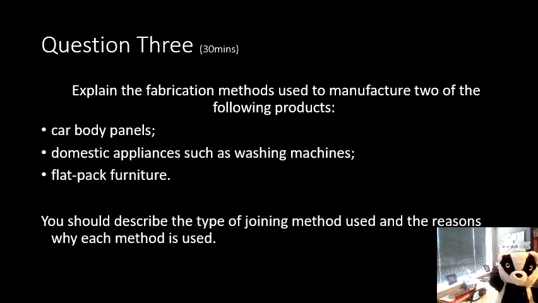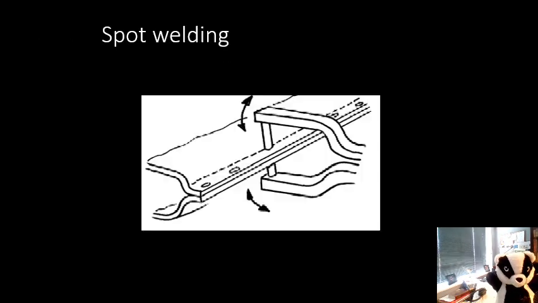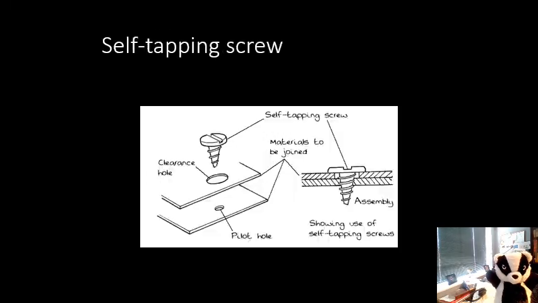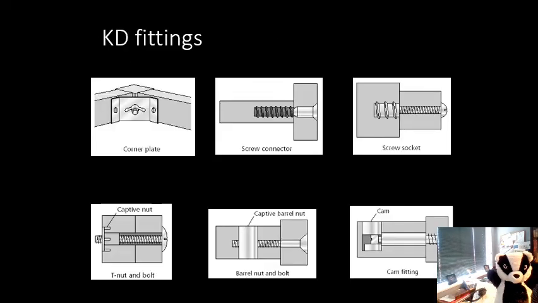It is useful to try and put some diagrams in that just to help us out, because diagrams are always useful. And I've actually helped you out slightly because the next few slides have some diagrams on that may or may not be useful. I would say probably useful. So spot welding might be useful for one of those processes. Self-tapping screws might also be useful for one of those processes, as well as knockdown fittings.